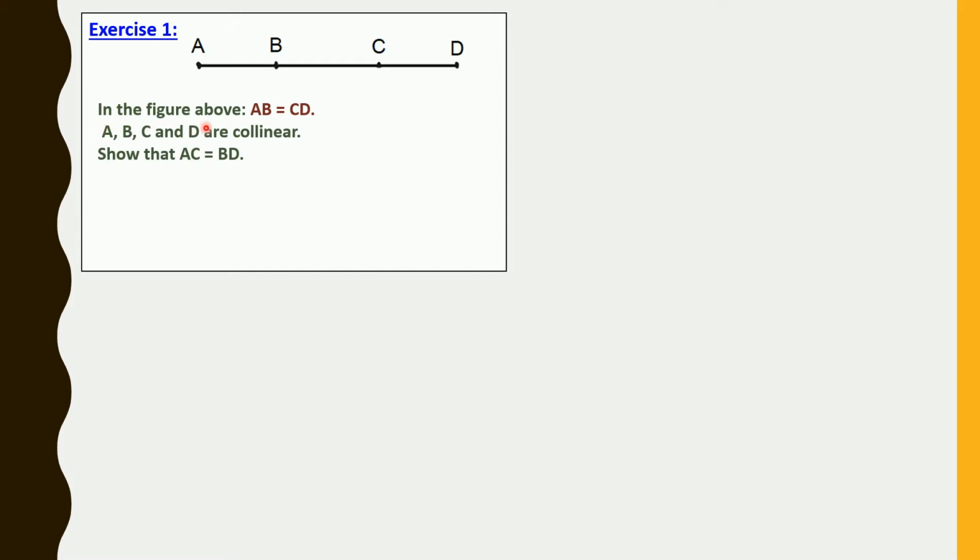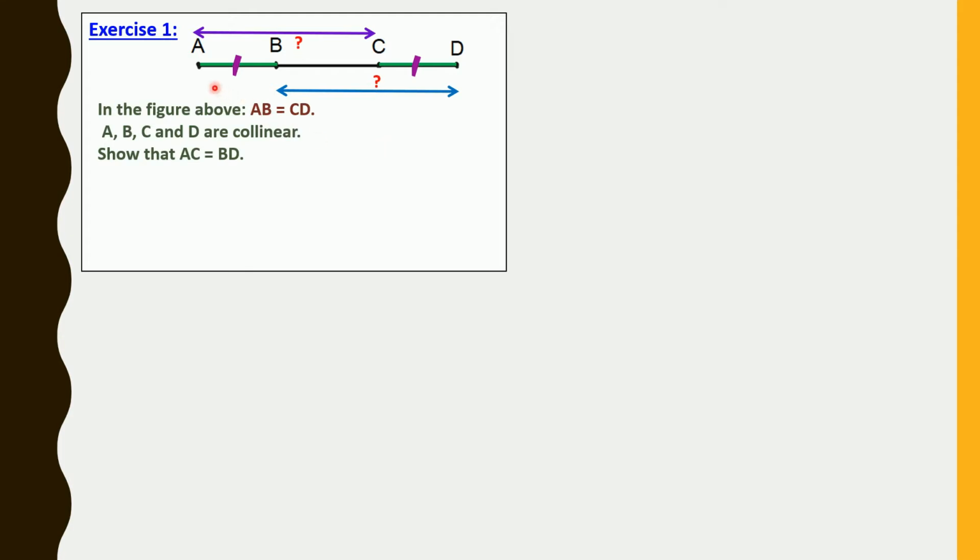In the figure above, segment AB equals segment CD. So this is a straightforward evidence given. And the points A, B, C, and D are collinear points, so these 4 points are located on the same line. Show that segment AC equals segment BD. So AC equals BD?